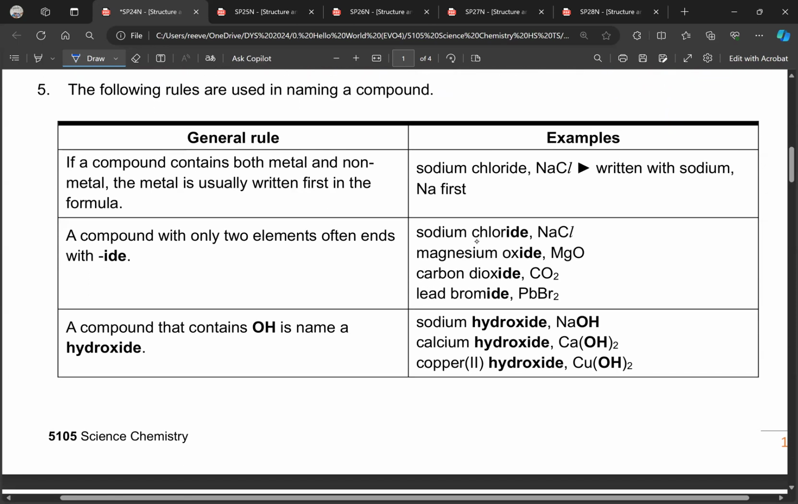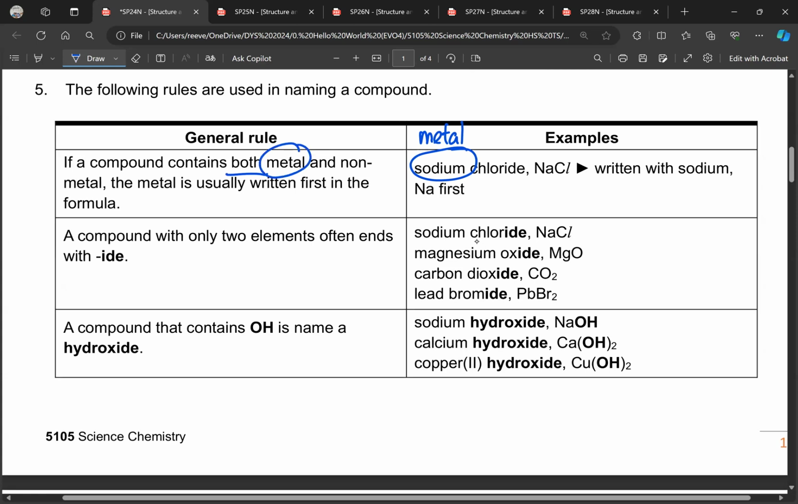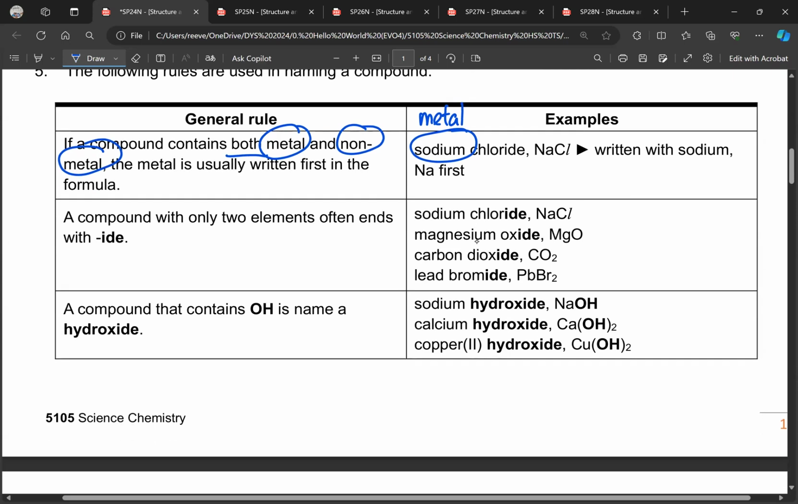Okay, let's move on to point number 5. This one, I think we can talk about it roughly and very briefly. When you write a compound, the metal must come first. So you call it sodium chloride. We don't call it chloride sodium. Sodium is a metal. Metal will come first, followed by the non-metal. So remember, when you name a compound, if it involves both a metal and a non-metal, you have to put the metal first.